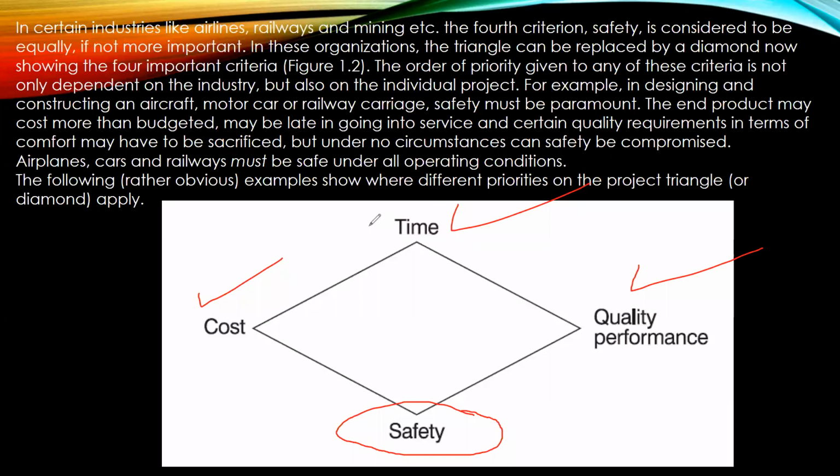So these are, of course, in certain industries, like the airlines, like the railways, like the mining, like any kind of business or project that you might consider as having a direct effect on the health or the life of a certain worker. This is where the safety becomes one of the main criteria. So now we are talking about four main criteria, not just three. The same three are still present over here, but in some industries, we add the safety as one of the main criteria. In fact, it is the most important one yet.